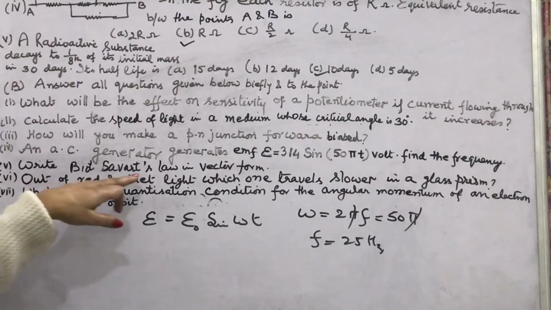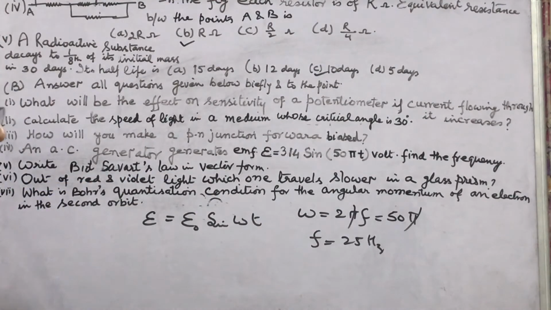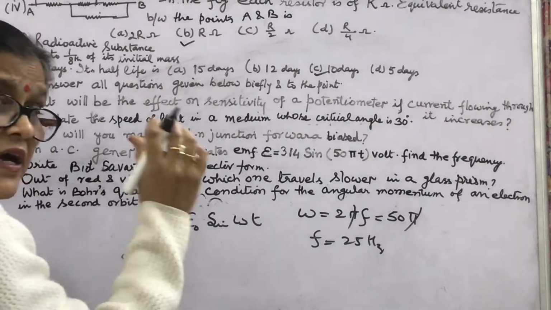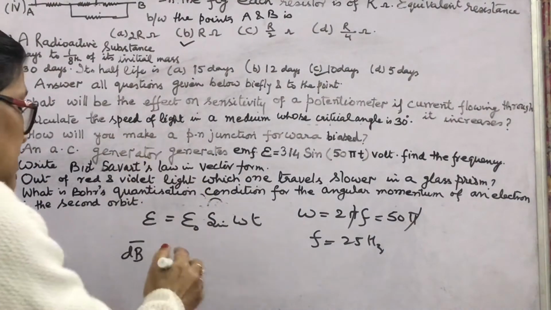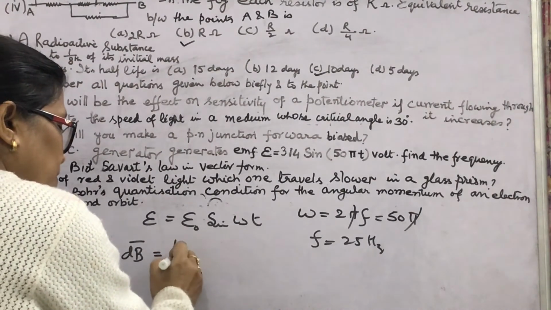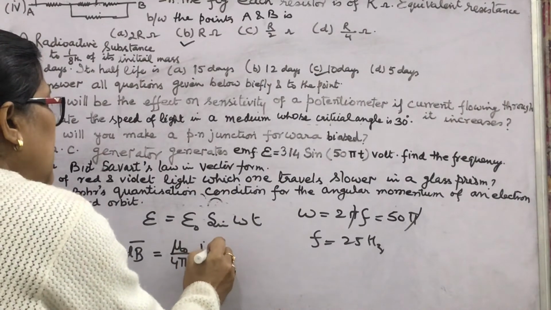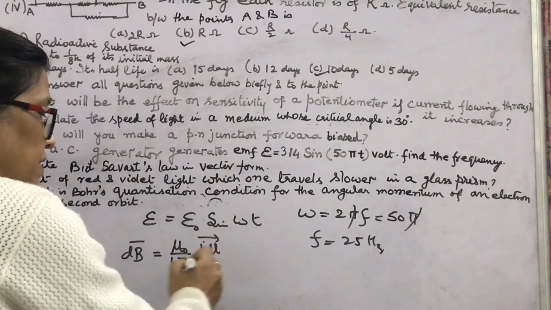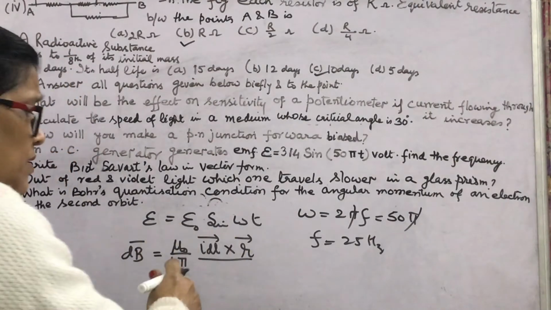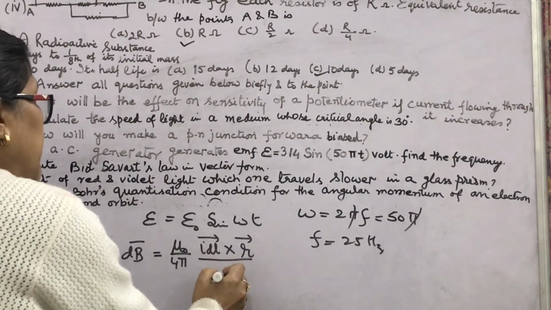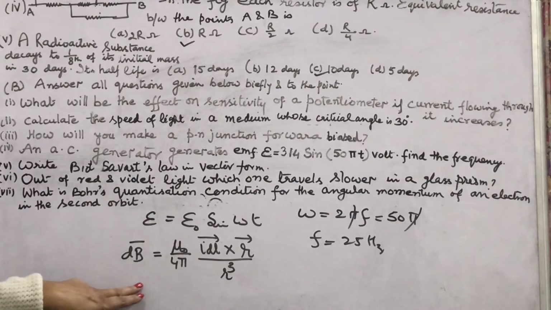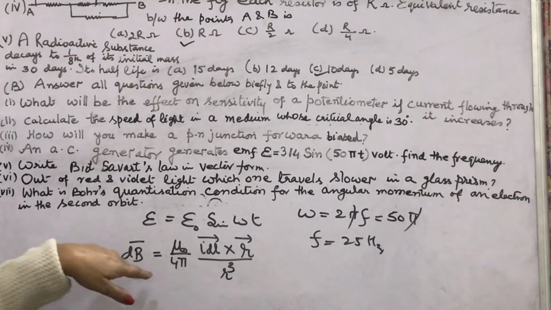Next one, write Biot-Savart's law in vector form. Biot-Savart's law gives the magnetic field due to a small current carrying element. Look, this is the vector magnetic field you have written here. This is mu naught upon 4 pi constant. I dl is the current element. You write vector cross r, the distance of the point at which the magnetic field is obtained, upon r cube. So this is the vector form of Biot-Savart's law. Symbols have their usual meanings.